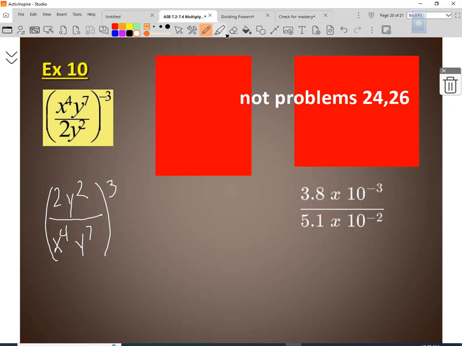Now, could you have just raised the numerator to the negative 3 and the denominator to the negative 3? You could have done that, but you'd have had a lot more moving stuff around. Does that make sense to everyone?